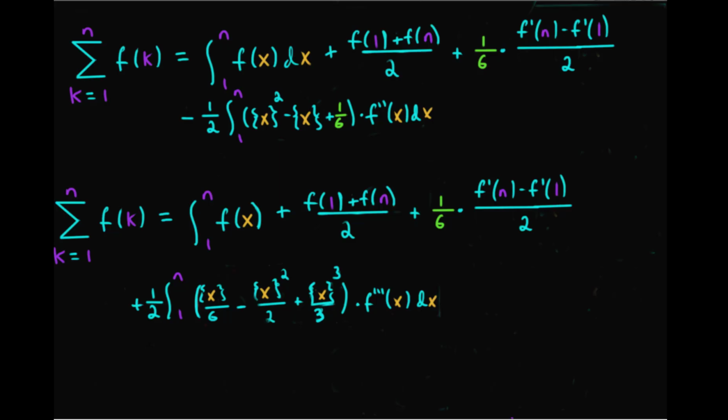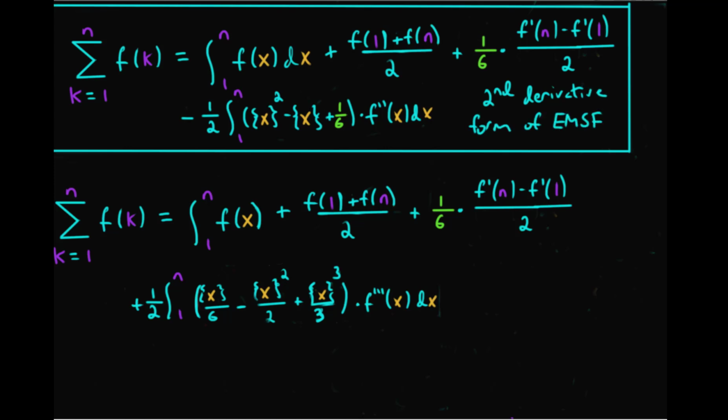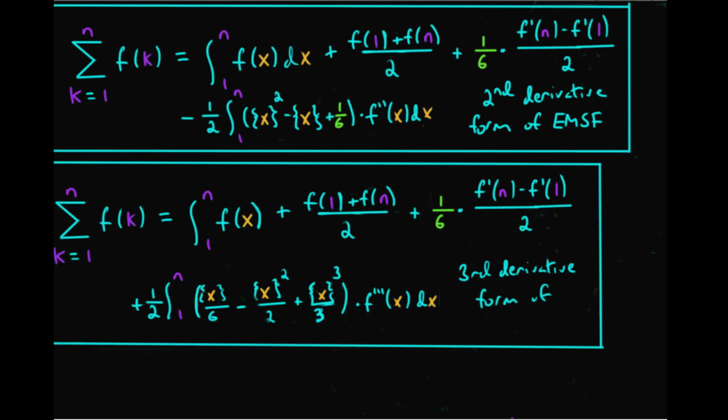And now, as a result of that one trick of adding 0 inside the integrand to make cancellations, we've now actually arrived at two new versions of the Euler-Maclaurin summation formula. The first one up top that I put a box around is known as the second derivative form of the Euler-Maclaurin summation formula with remainder, because it contains f double prime of x in the remainder integral. And the equation below that is known as the third derivative form of the Euler-Maclaurin summation formula, because it contains f triple prime of x in the remainder integral. So we now have three versions of the Euler-Maclaurin summation formula with remainder term.